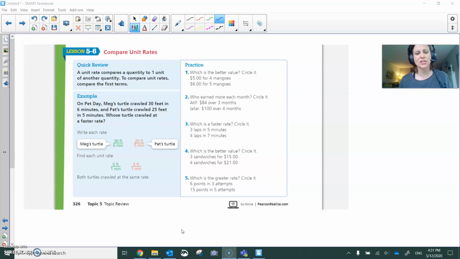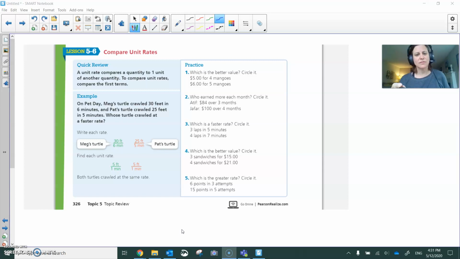Like in this first question, you can either make it how many mangoes can you get for $1, or how many dollars does it cost for 1 mango. So you get to decide which of those two things you want to do. Let me show you.